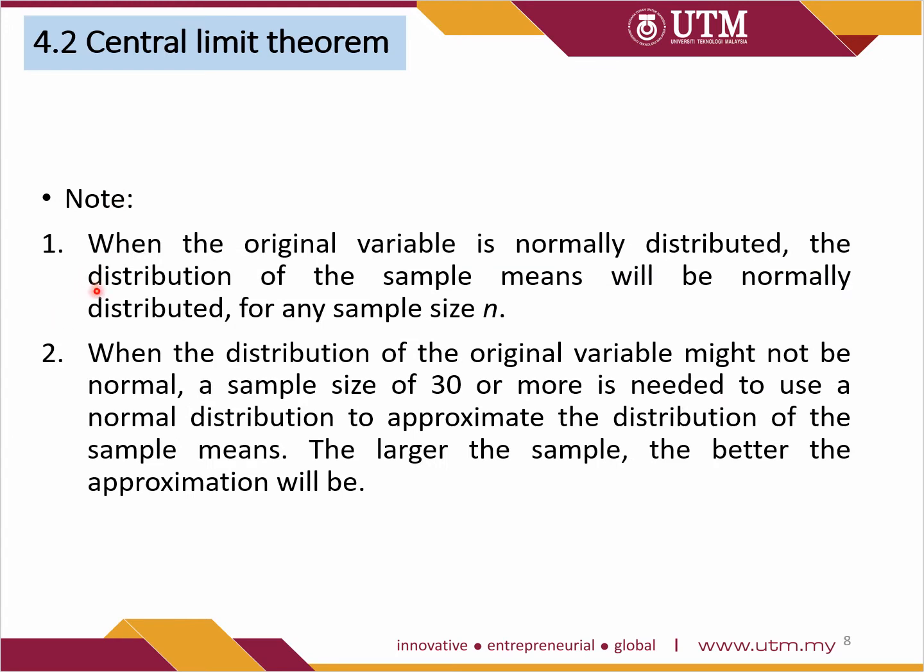So the central limit theorem is when the original variable is normally distributed, the distribution of the sample means will also be normally distributed for any sample size of n. But when the distribution of the original variable might not be normal, a sample size of 30 or more is needed to use a normal distribution to approximate the distribution of the sample mean. So the larger the sample, the better the approximation will be.